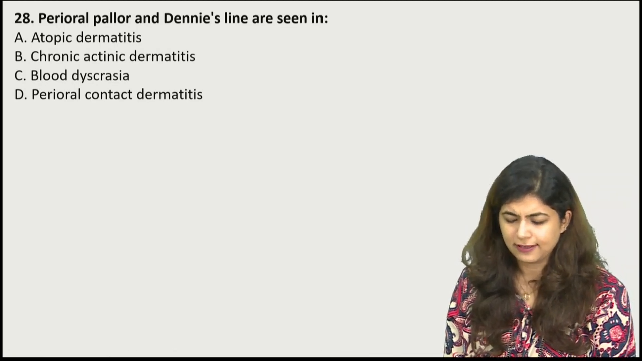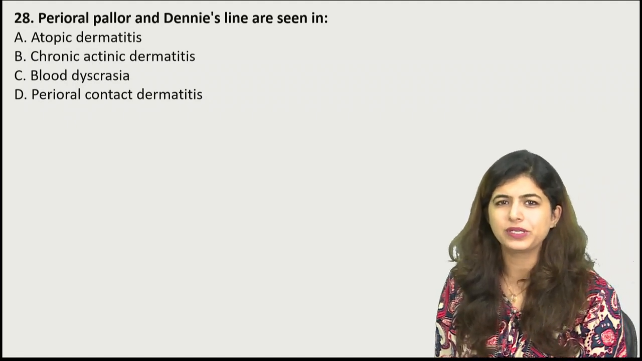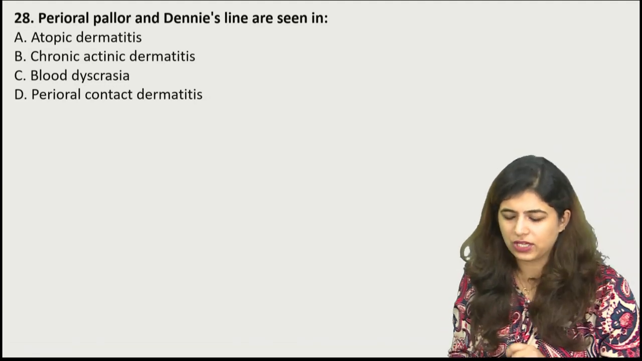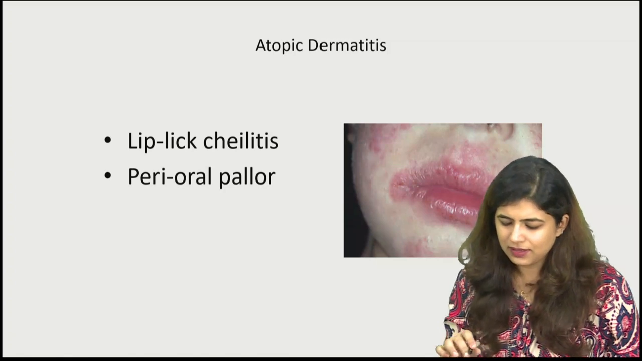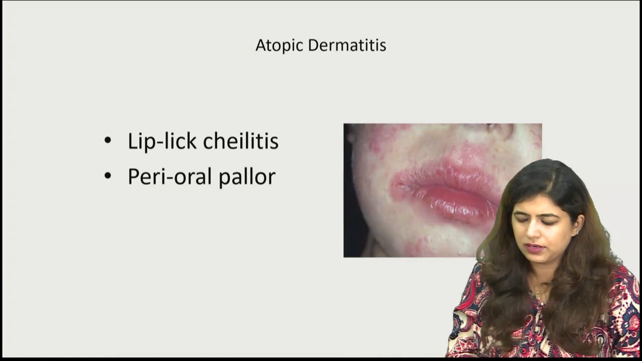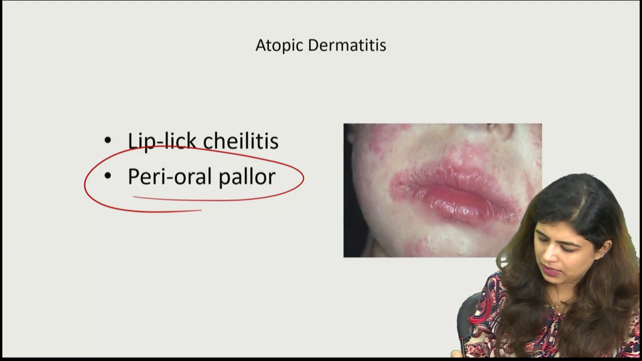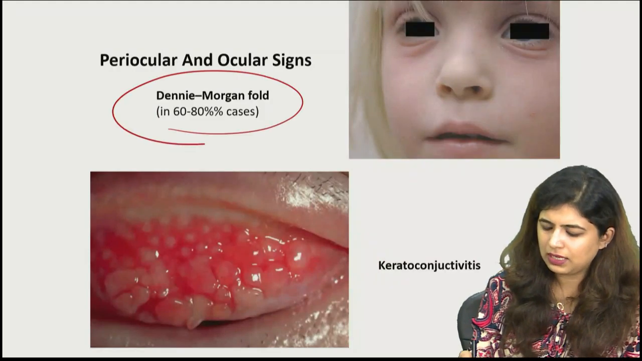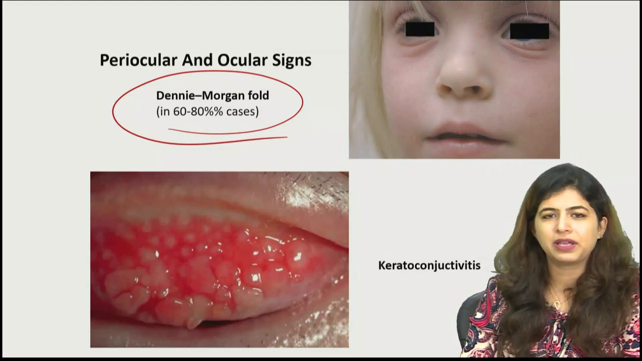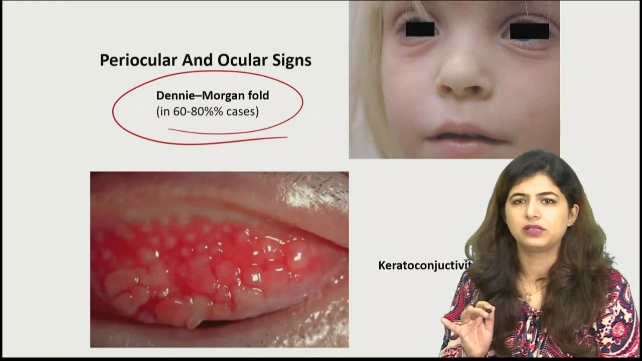Where are they seen? This is quite an easy one. Denny's lines, I'll expand it for you. Denny's lines are also called Denny Morgan folds. Now, the answer will strike you immediately. Where are these seen? These are seen in atopic dermatitis. Yes, perioral pallor and Denny Morgan folds. These are the minor diagnostic criteria of atopic dermatitis.